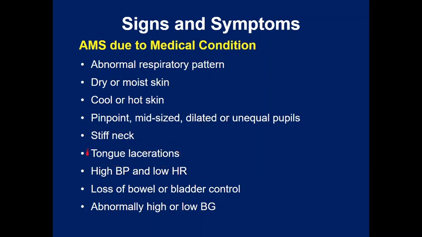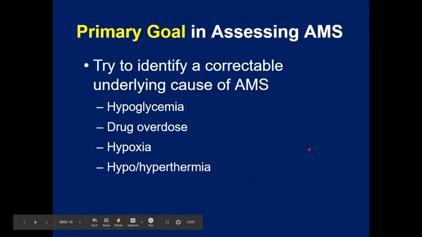Tongue lacerations, this is high yield for a seizure. People who have a seizure bite their tongue frequently, and if you see a tongue laceration, it's more likely to be a seizure. Strange alterations in your vital signs. Trauma doesn't necessarily cause you to have a loss of control of your bowels and bladder, but a seizure can have you lose control. And certainly, check a blood sugar.